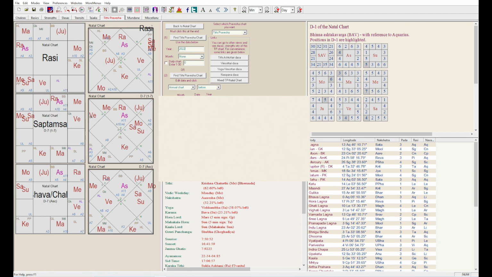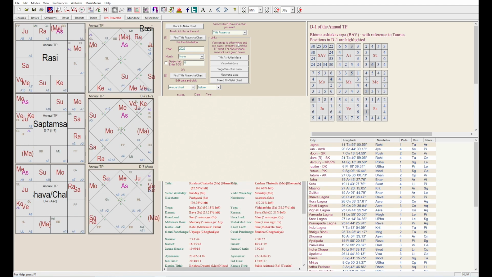2022, and will be delivering next month, that is October, and that falls in the annual year of 2023 because the date of birth of this person is December and the conception happened somewhere around January 2023. That falls in the annual Tithi Pravesha year of 2022. So I will be comparing the 2 annual charts. Whichever chart is stronger, we go by that year. So click on find Tithi Pravesha chart.